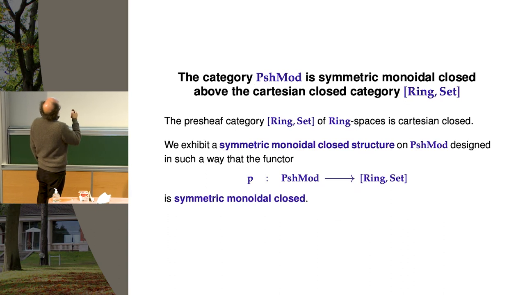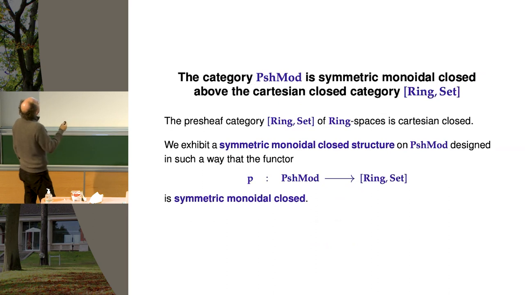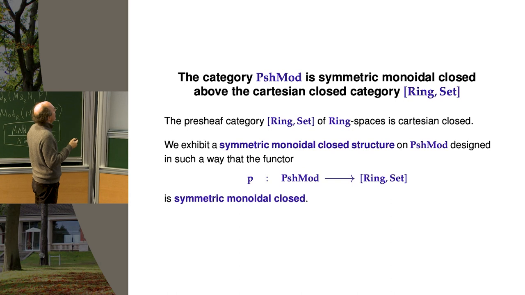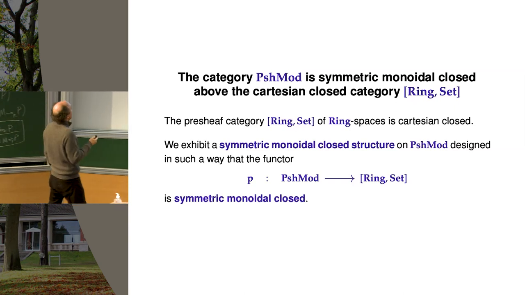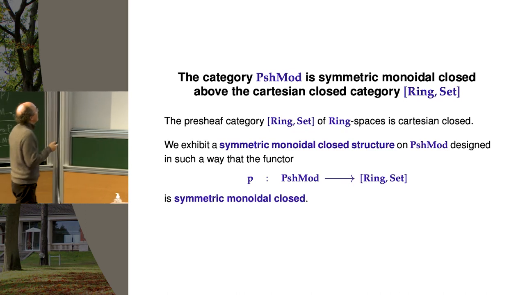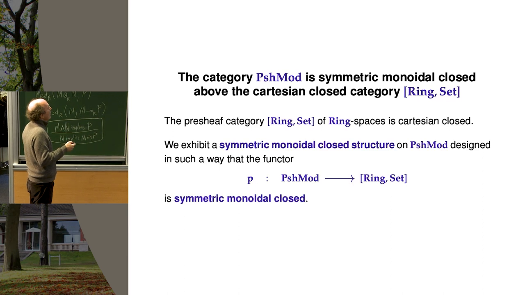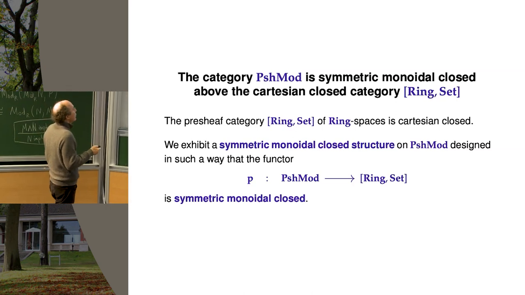This is already good, but what is really important is that this category, presheaf mod, happens to be symmetric monoidal closed above the Cartesian closed category, because this is a category of presheaves, so it's Cartesian closed. This part is a little bit demanding. What I'm going to do is construct a symmetric monoidal closed structure on this category, which will be mapped to the Cartesian closed structure of this one.